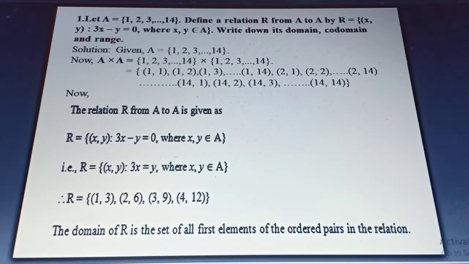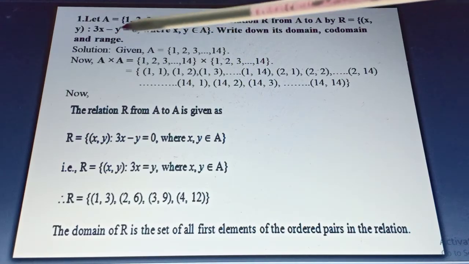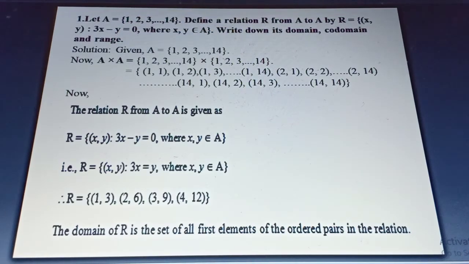Next question is: A is a set having elements 1 to 14 and define a relation R from the set A to A. The relation set R is given like this. The definition is (x, y) such that 3x minus y equal to 0. So we have to find out its domain, codomain and range.